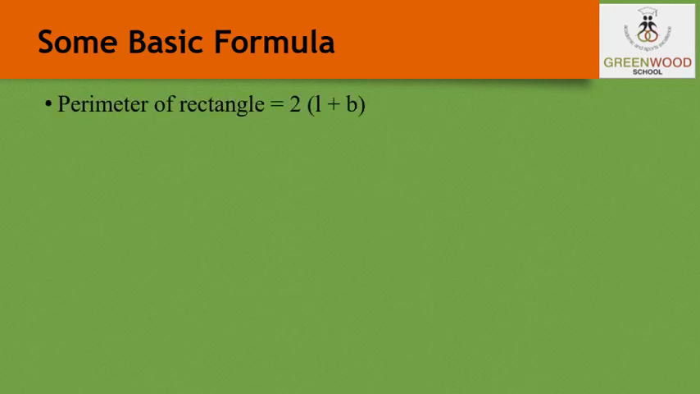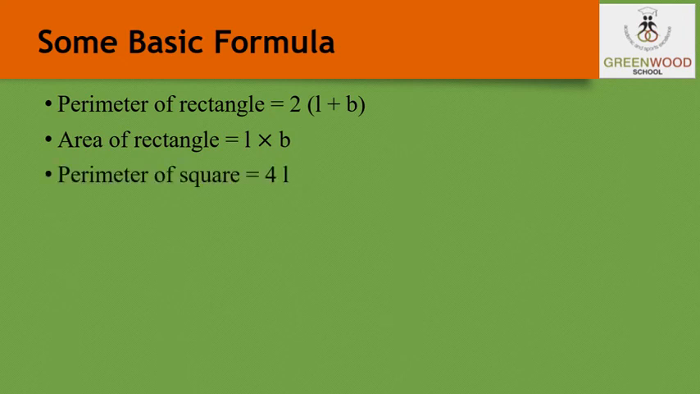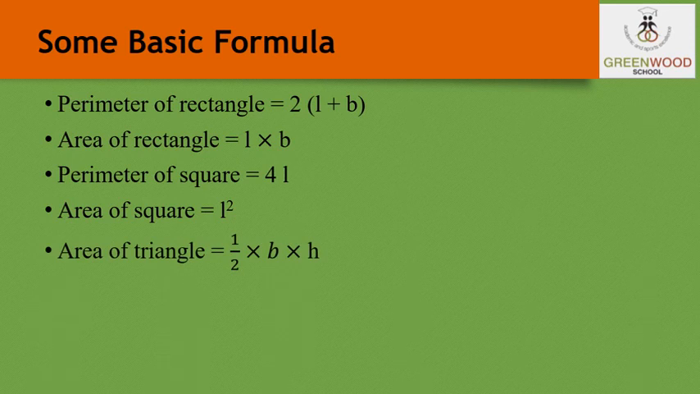First, perimeter of rectangle is equal to 2 into (L plus B), where L and B are length and breadth of rectangle respectively. Second, area of rectangle is equal to L into B, that is length into breadth. Third would be perimeter of square, that is 4L, 4 into length. Then area of square, that is L square, which means L into L.